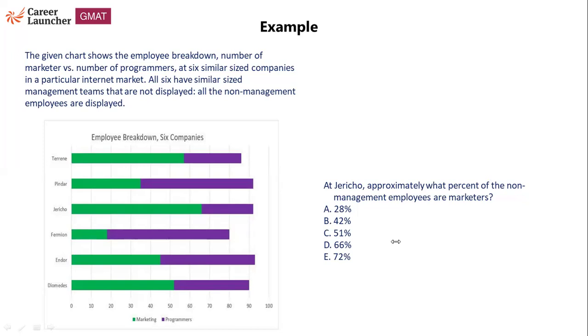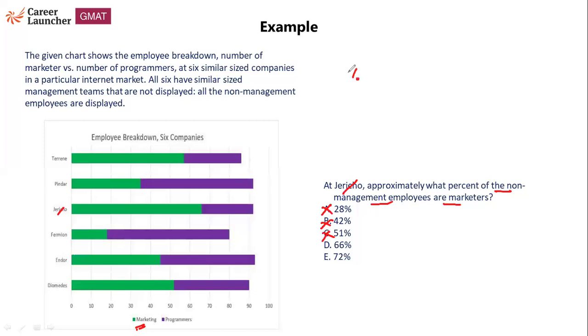Now let's understand. Which options can be eliminated? It says at company J, where is J? This one. At J, approximately what percent of non-management employees are marketers? Marketers are the green region. Can we say green is actually more than the purple region for company J? That means the percentage of green can't be less than 50%. It will be greater than 50%. So A, B, C are eliminated.